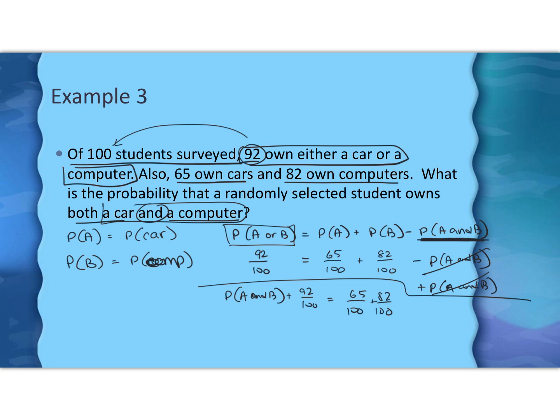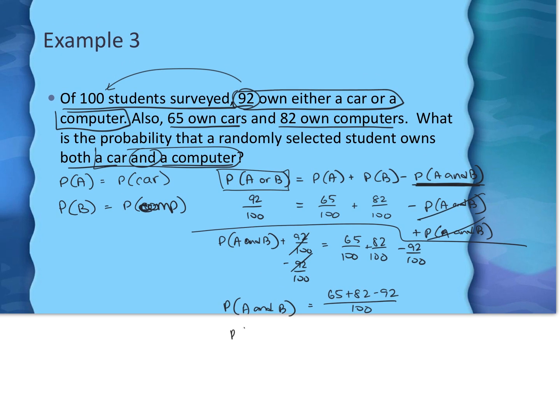Now what if I subtract 92 over 100 from both sides? You're going to see that we can solve for the actual probability of A and B. It's going to equal 65 plus 82 minus 92, all over 100. That's going to be my final answer. So the probability of A and B is going to be 55 over 100, or 0.55, or 55%.